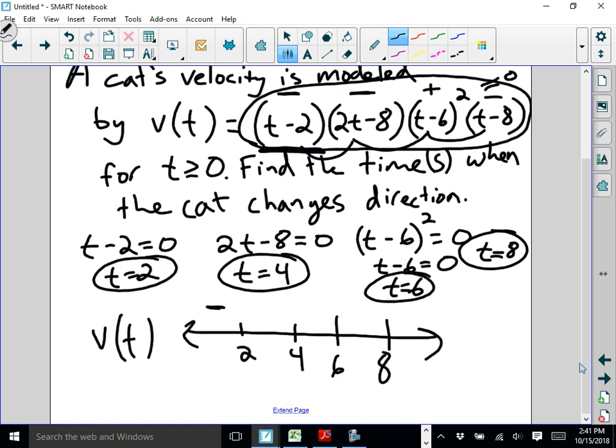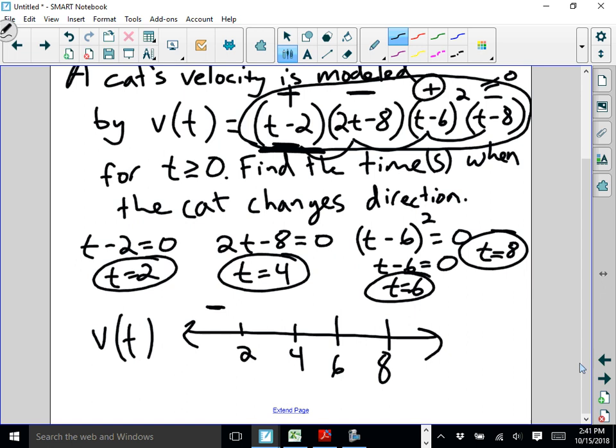And I'm going to go up and adjust my signs. 3 minus 2 now is a positive number. So I have plus, 2 times 3 is 6, 6 minus 8 stays negative. 3 minus 6 is a negative, but it's squared, so it's going to become a positive. This one is, again, always going to be positive. And then 3 minus 8 is negative.